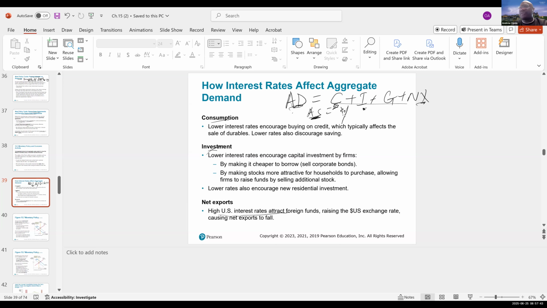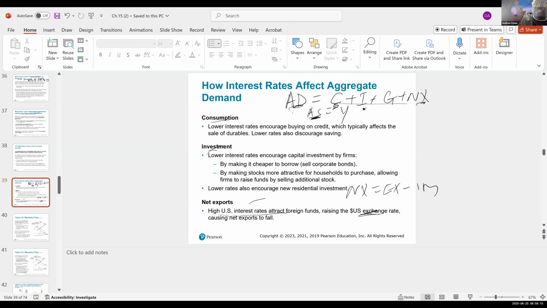So the demand for dollars is going to go up because foreigners want US dollars to invest in the US economy. When the exchange rate goes up, that means the US dollar is going to gain value, appreciate against foreign currency. And that is going to impact our exports to the rest of the world and imports. So net exports is going to fall in that case. So higher interest rates are connected to net exports because remember, net exports is exports minus imports.